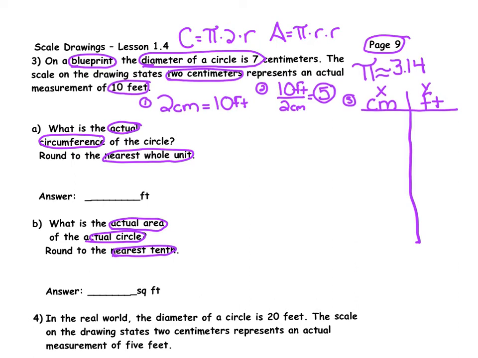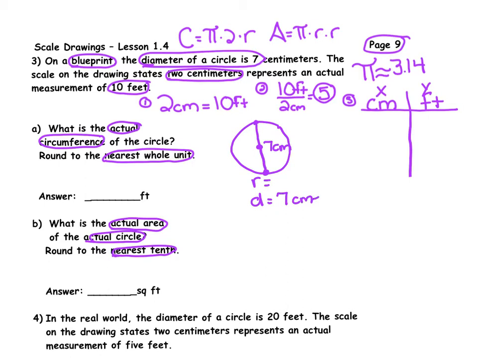Now, let's draw a picture of our circle. We were told that our circle has a diameter of 7 centimeters. Now remember, a diameter goes all the way across the circle, right through the center from side to side. That's 7 centimeters. Under our circle, let's label little r, little d.